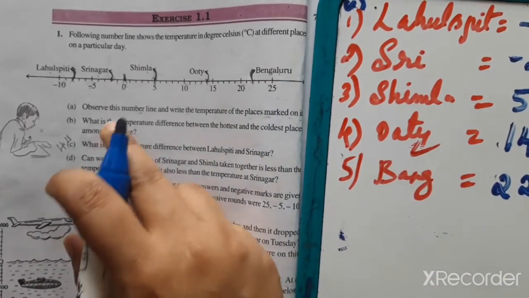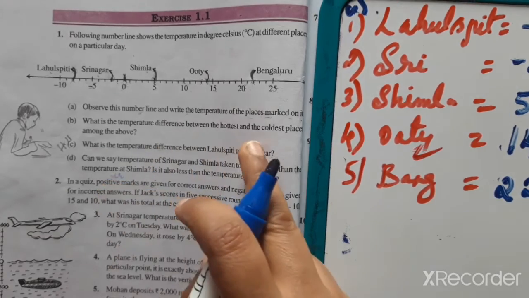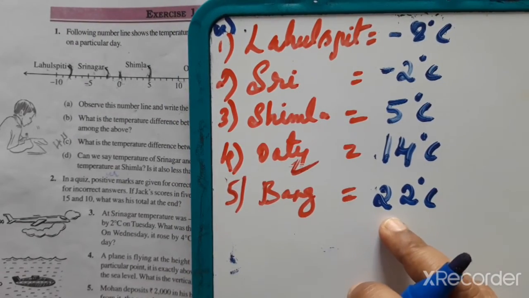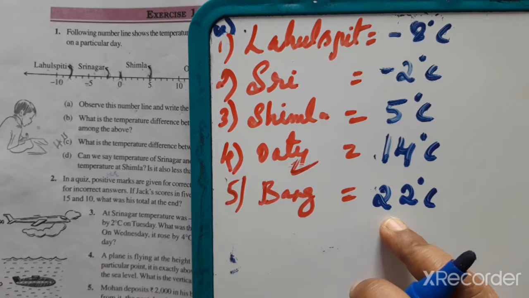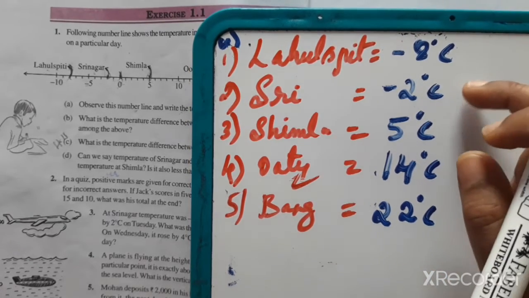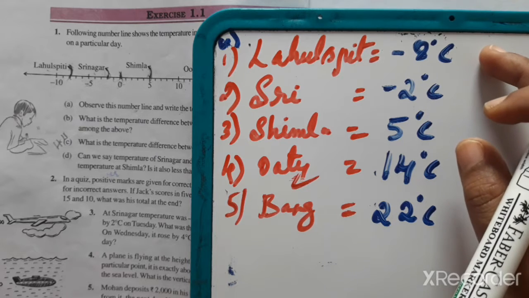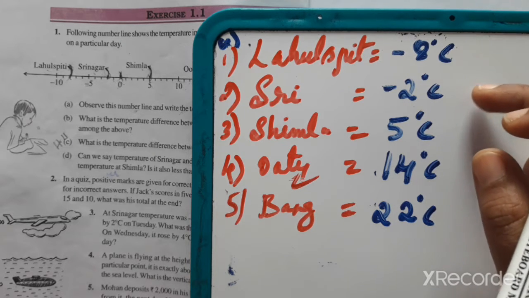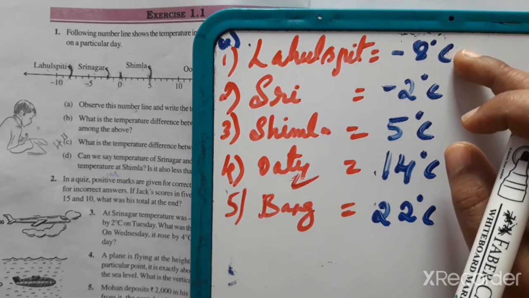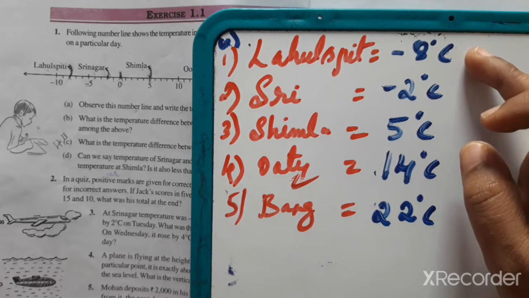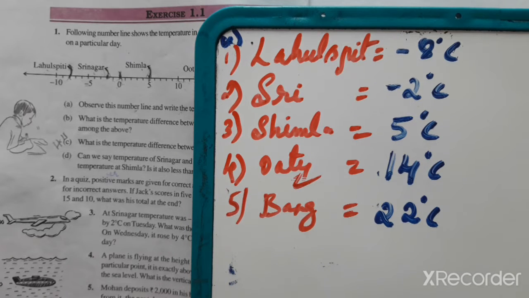Now second question, B: what is the temperature difference between the hottest and coldest place among the above? So which is the hottest temperature here? Bangalore, 22 degrees Celsius. Bangalore is the hottest. And the coldest, minus 2 and minus 8, which is the smallest number? In negative numbers, the bigger number is the smaller and the smaller number is the greater number. So which is the smallest here? Minus 8 degrees. Okay. So hottest is 22 degrees Bangalore and coldest is minus 8 degrees.